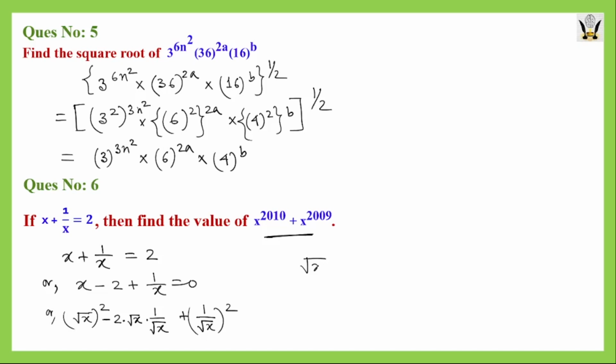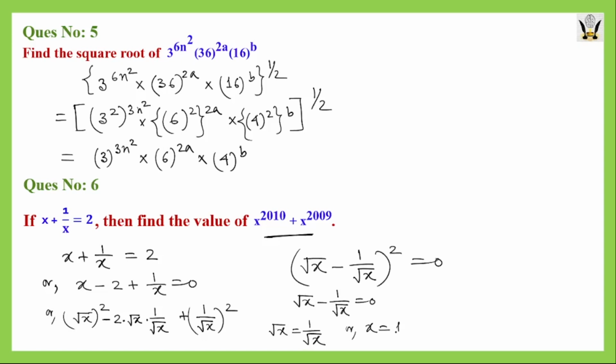So it can be written as root x minus 1 by root x whole square of that, and that value is equal to 0. So it can be further written as root x minus 1 by root x equal to 0. So we can say root x will be equal to 1 by root x, and if we cross multiply, then root x times root x will be x, and that value will be 1. So what our conclusion is, x will be equal to 1.